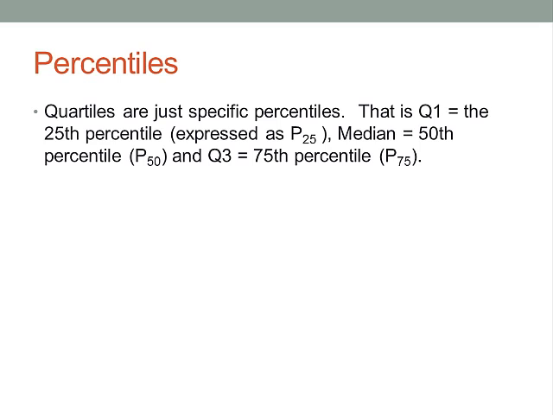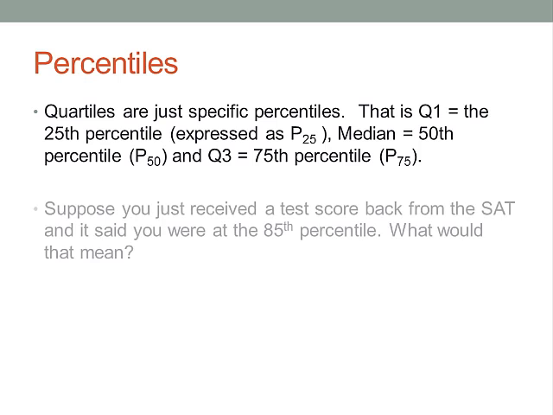Now quartiles really are just specific percentiles, right? A percentile just separates the data into 2 pieces. When we looked at the 25th percentile, which was Q1, it separated the bottom 25%. Same with the median and same with Q3.